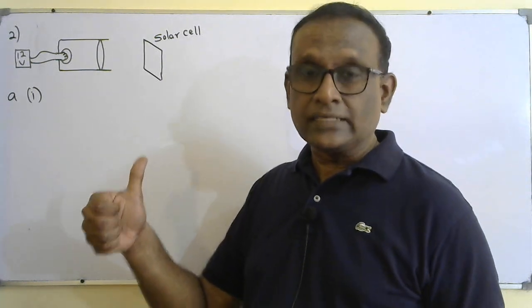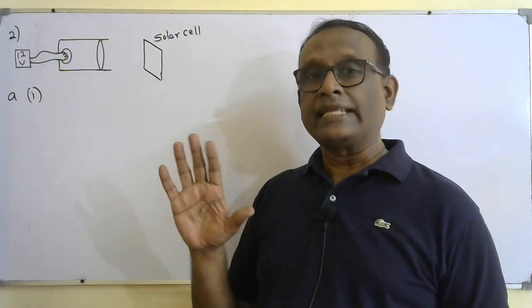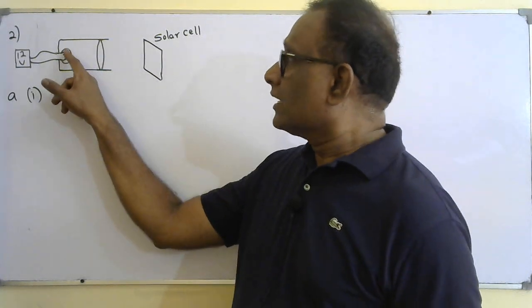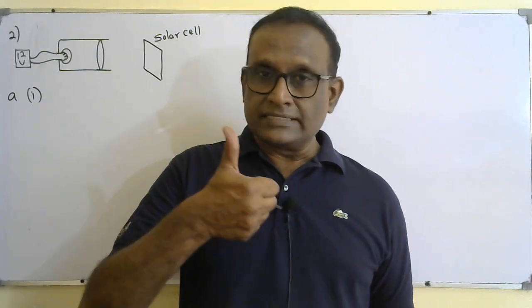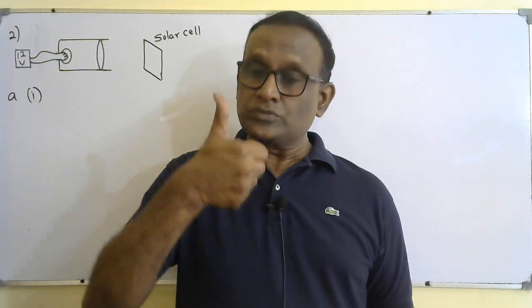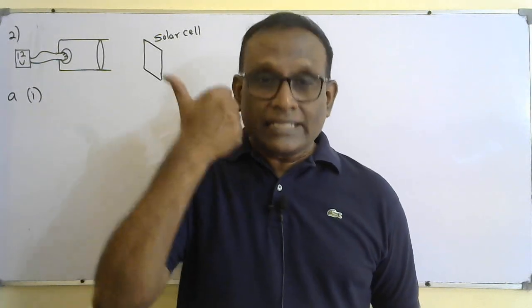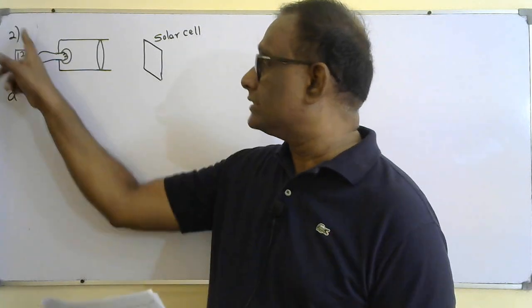Why do we want to do that? To increase the intensity of the light falling on the solar cell. So again, without the convex lens, the light from the bulb will spread out everywhere. So the convex lens will converge the light on the solar cell in a smaller region or point. That will increase the intensity of the light. That's the answer for the first part of question number 2.